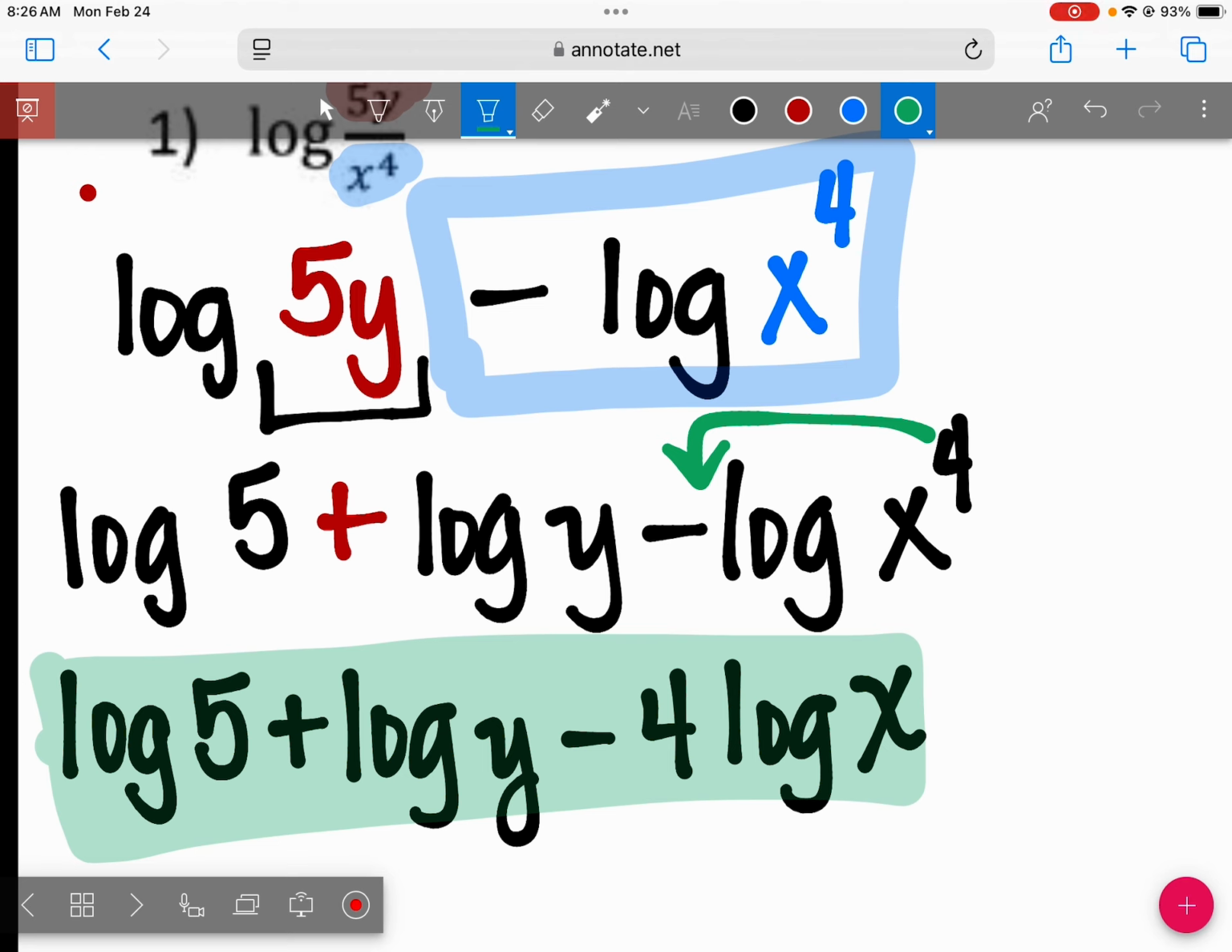So the 3 steps: we look for a fraction, split that up with subtraction. We look for multiplication, we split that up with addition. And then we look for exponents and we move it to the front.